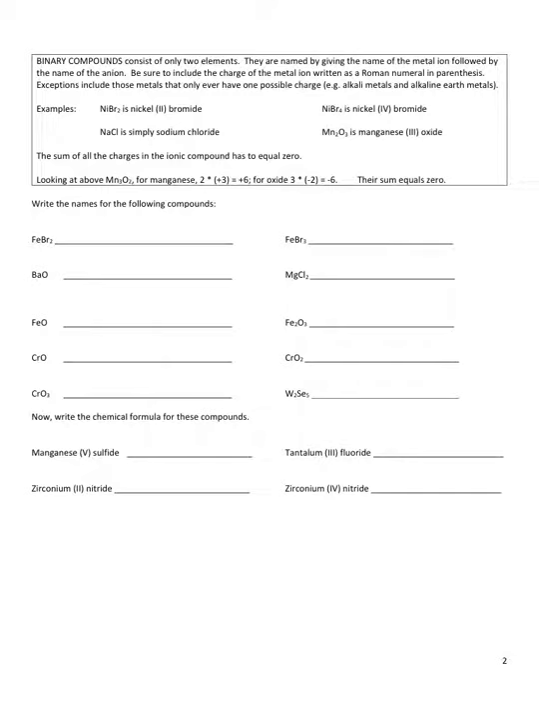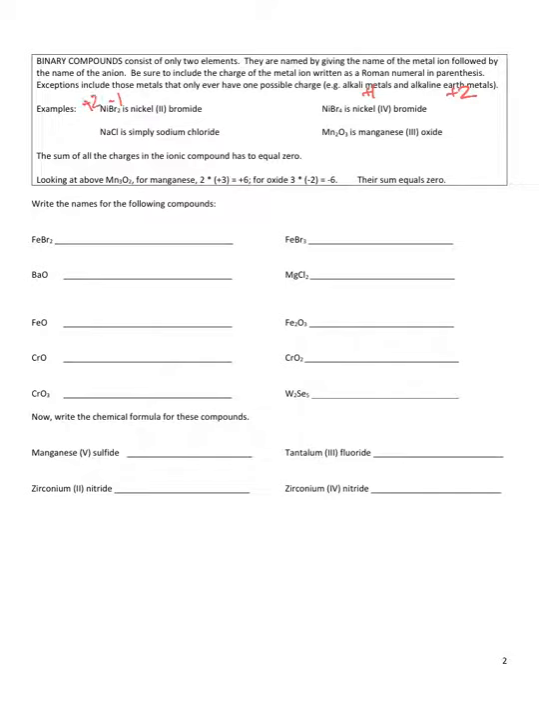The exceptions to this are those metals that have only one possible charge, such as the alkali metals that are always +1 and the alkaline earth metals that are always +2. So examples are NiBr2, which is nickel(II) bromide. Bromine is in group 7, it's -1. Got two of those, that means each nickel must be +2.